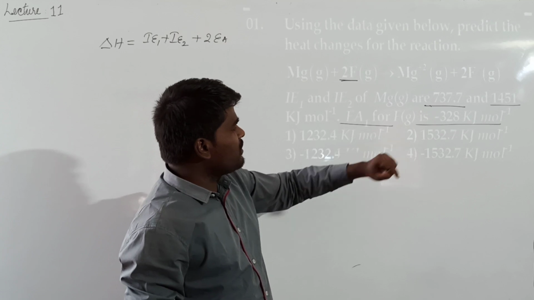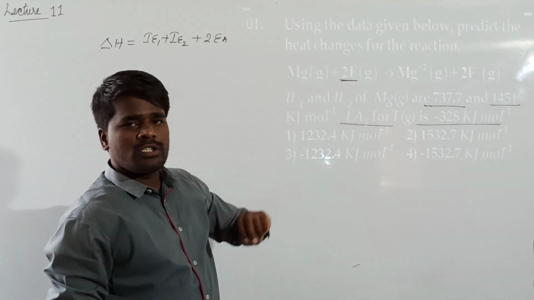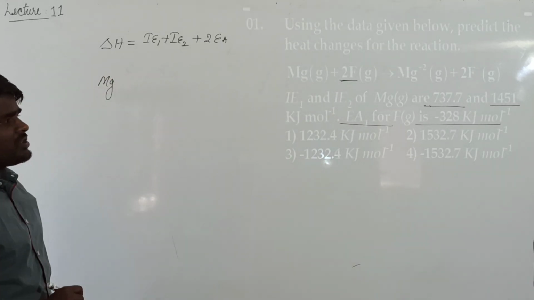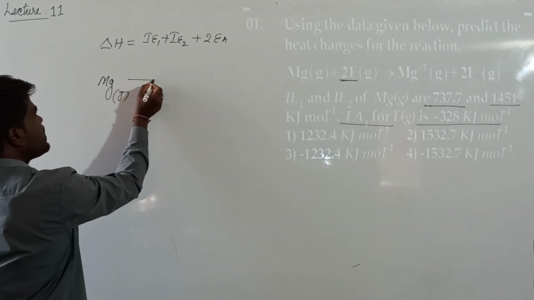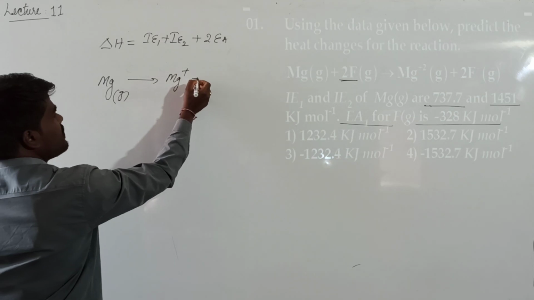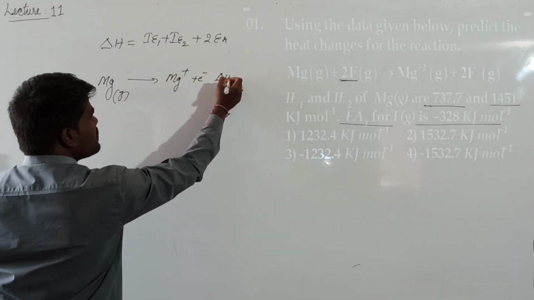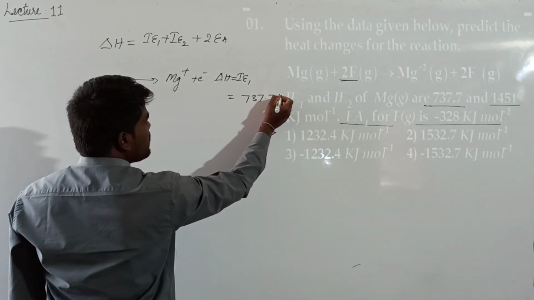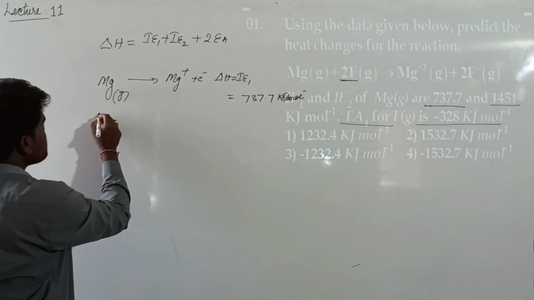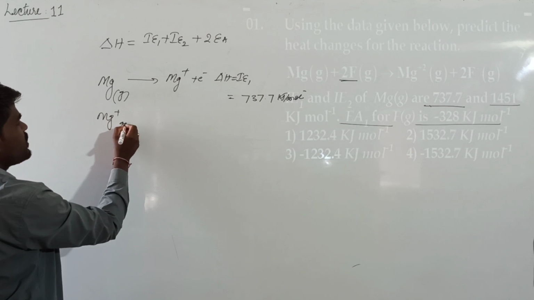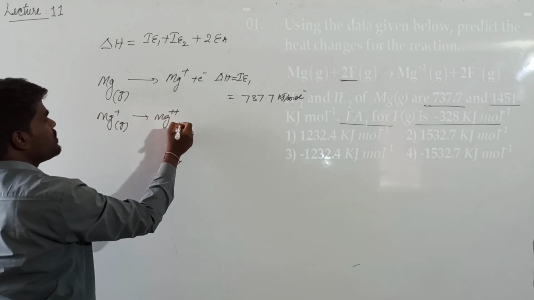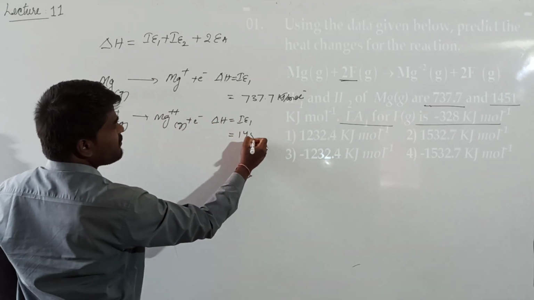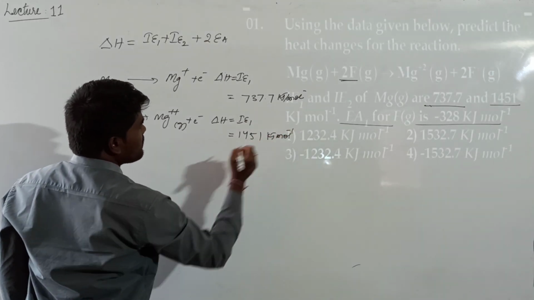The electron affinity of 1 fluorine is minus 328. How many fluorines are undergoing reaction? 2. What do you mean by the first ionization energy of magnesium? When a magnesium gaseous atom is converted into Mg+ by losing 1 electron, this is called IE1, which is given as 737.7 kilojoules per mole. What is the second ionization energy? When Mg+ loses 1 more electron to form Mg2+, this is called the second ionization energy, which is 1451 kilojoules per mole.